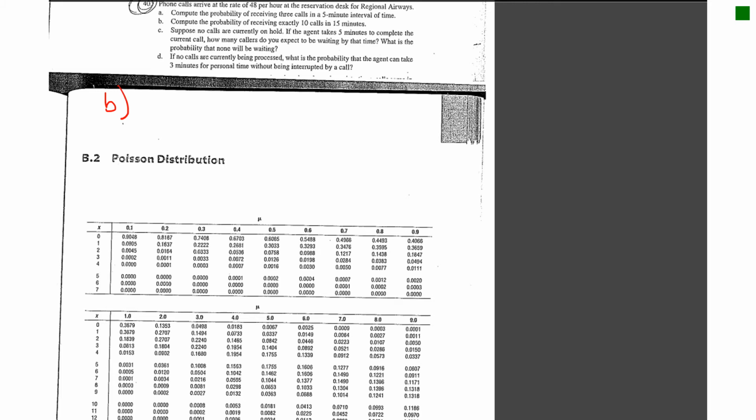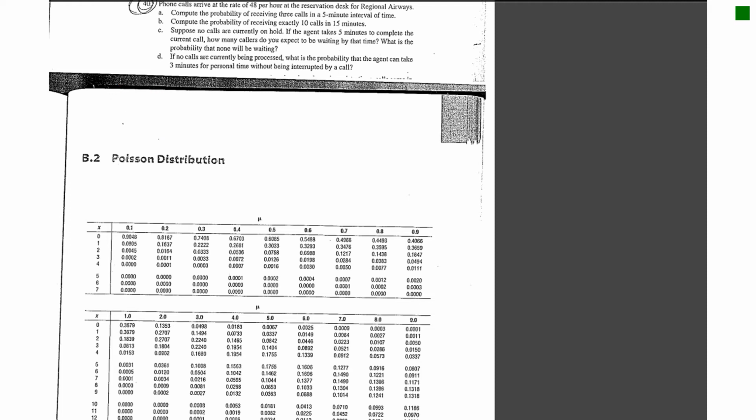Now on part B, they changed the interval again to 15 minutes. So that's like saying 48 over 60 multiplied by 15, and you would get 12. So we'd be using a mu value equal to 12. Now I don't have that on this particular clip, but again, you just go to the Poisson table, find mu is 12, where x is equal to 10, and then that would be your answer.